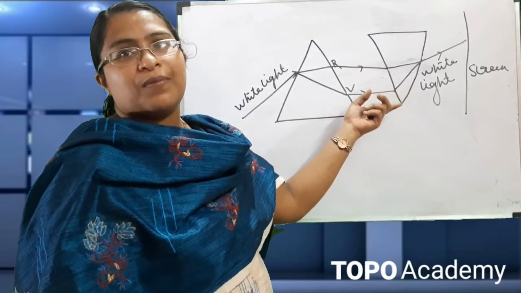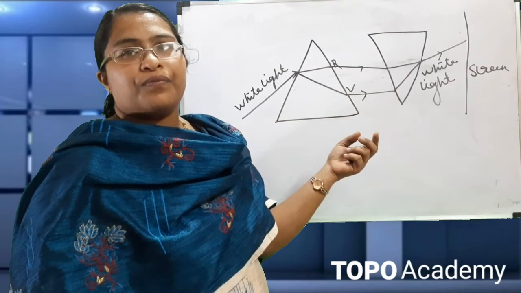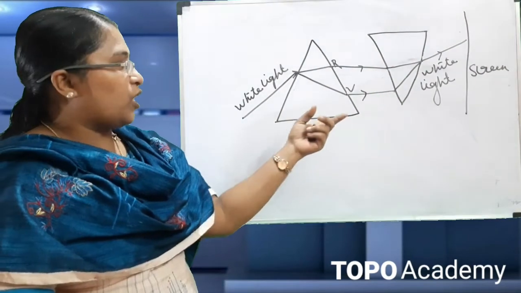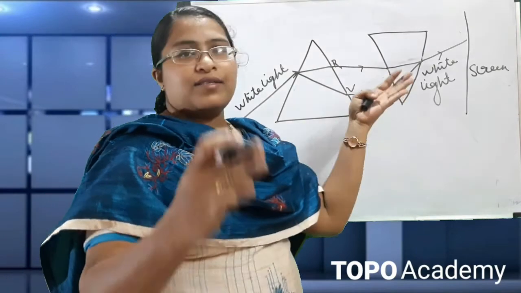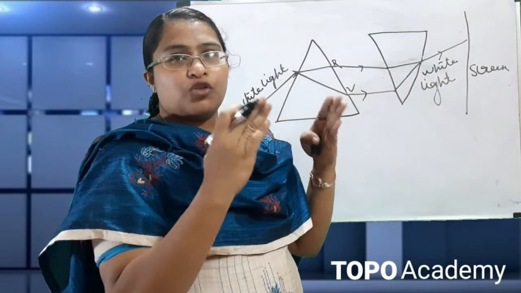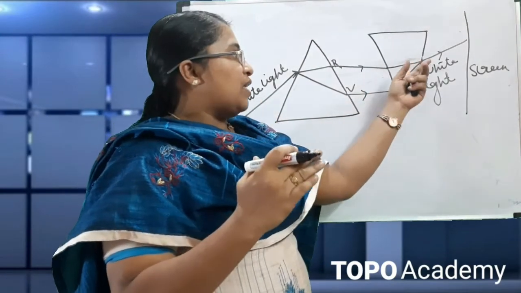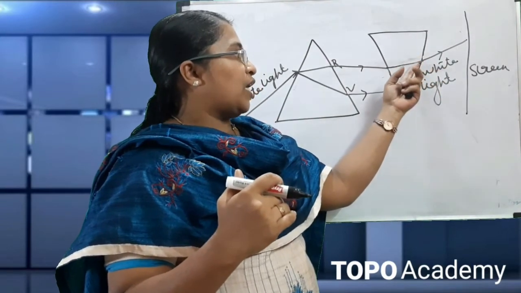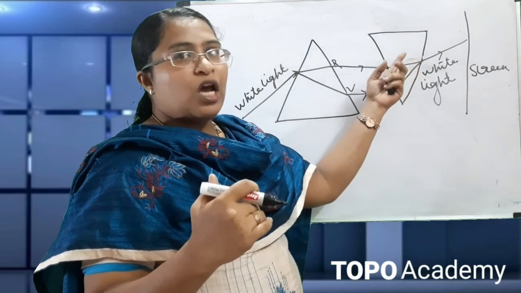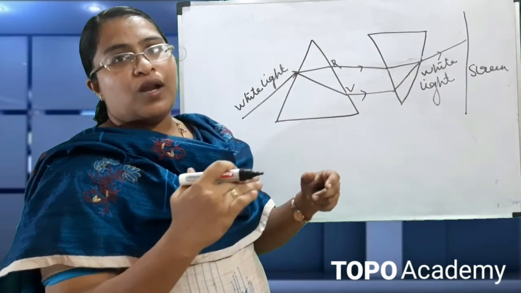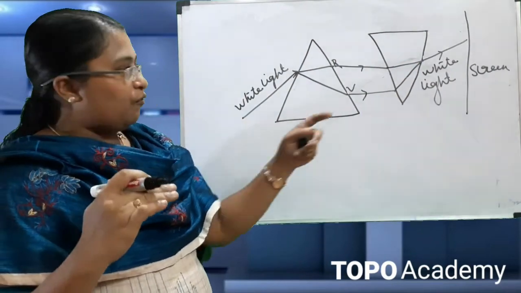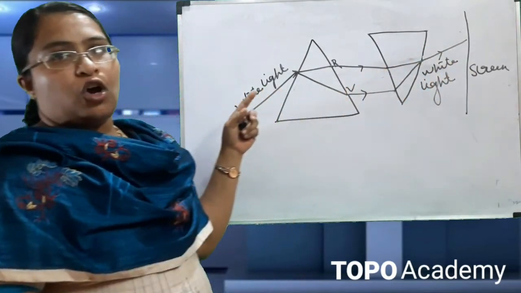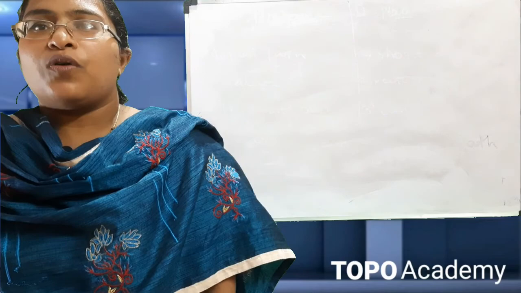When we keep the prism in the inverted position, reverse refraction occurs. As a result, what happened? These 7 colors will recombine to form the white light. So when passing through the second prism kept in the inverted position, all these 7 colors recombine to form the white light, and he got white light on the screen. So this is the recombination of the spectrum. Thanks for watching this video.